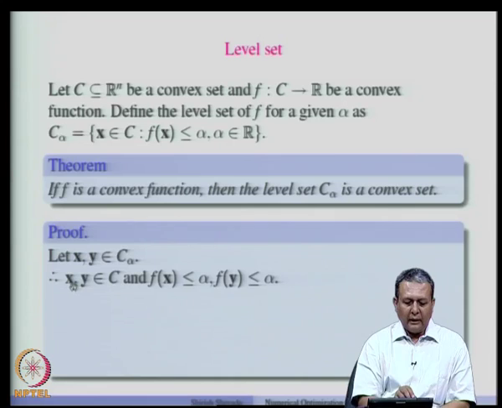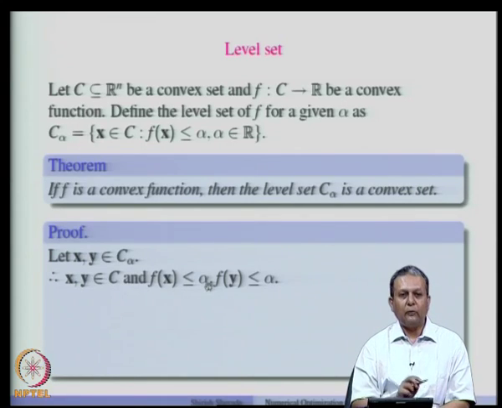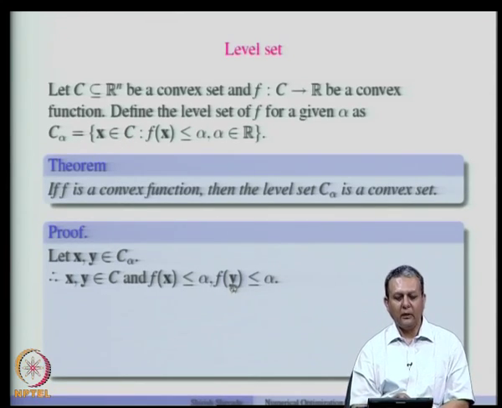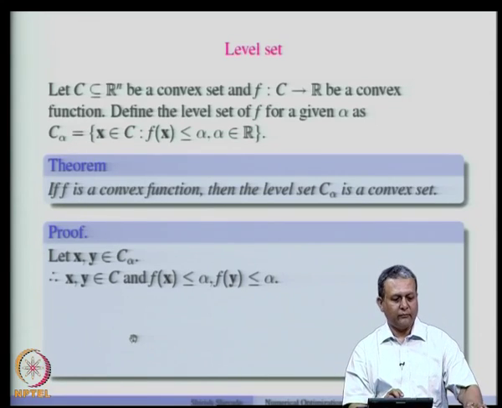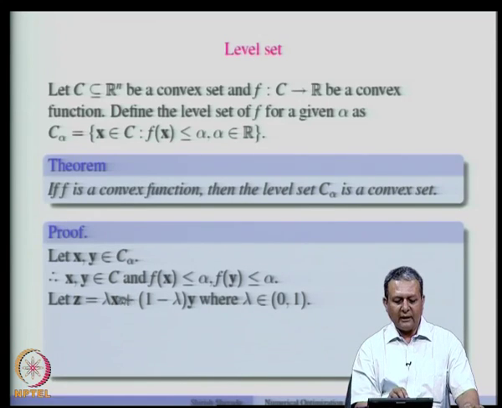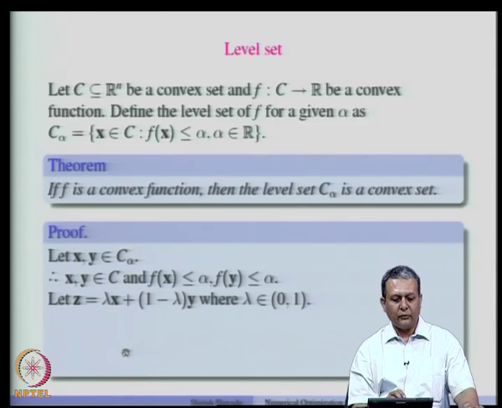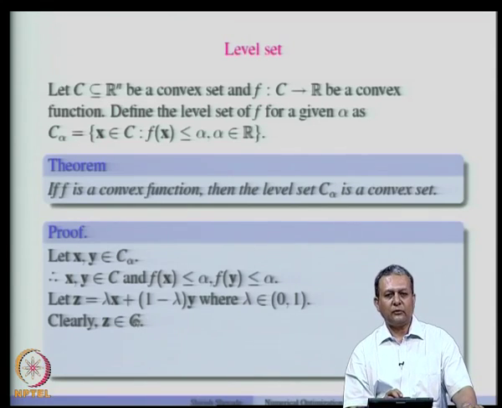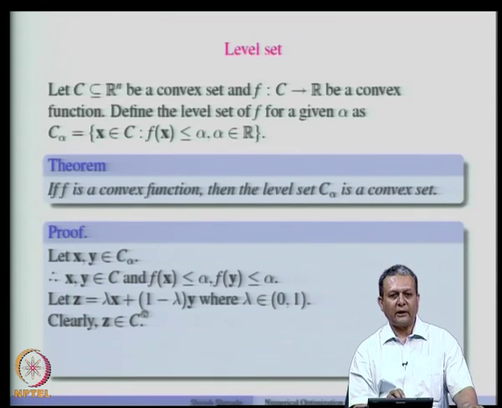Suppose we take any 2 points x and y in the C alpha set. Then x and y belong to C, and f of x is less than or equal to alpha and f of y is less than or equal to alpha, by the definition of C alpha. Now, let us assume that f is a convex function. So, we take a point z on the line segment joining x and y. Since x and y belong to C as well as C alpha, this line segment belongs to C.